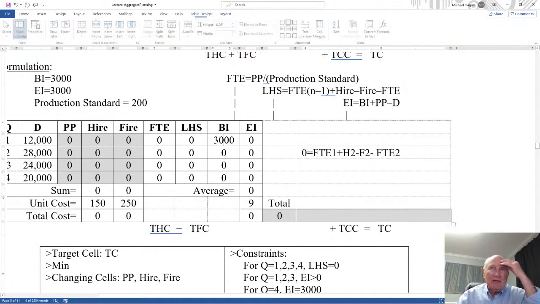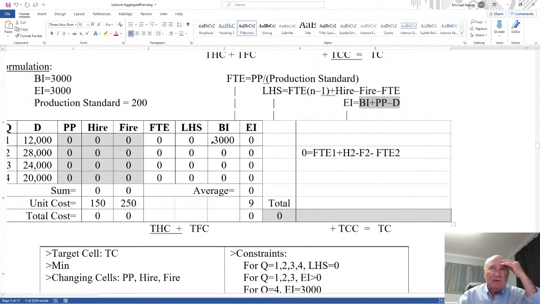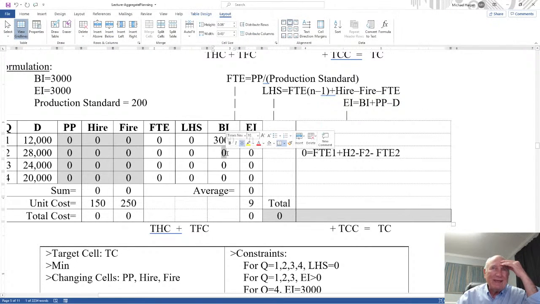And then over here, my inventory is like I did before. The ending inventory is beginning inventory plus my production minus my demand. And the beginning inventory in quarter 2 equals the ending inventory of quarter 1. Then I copy both of those all the way down. So that's going to be my setup.